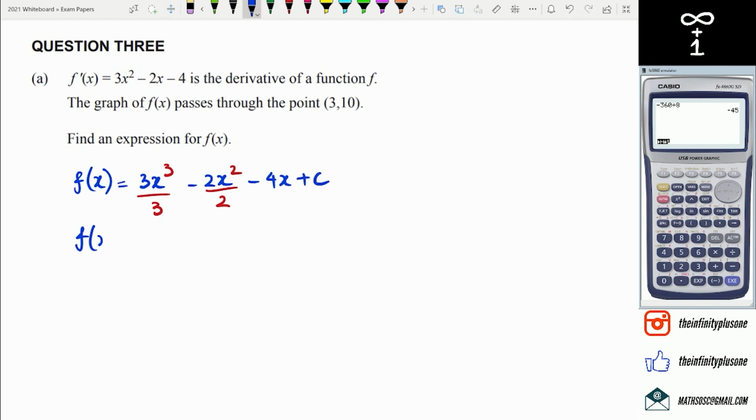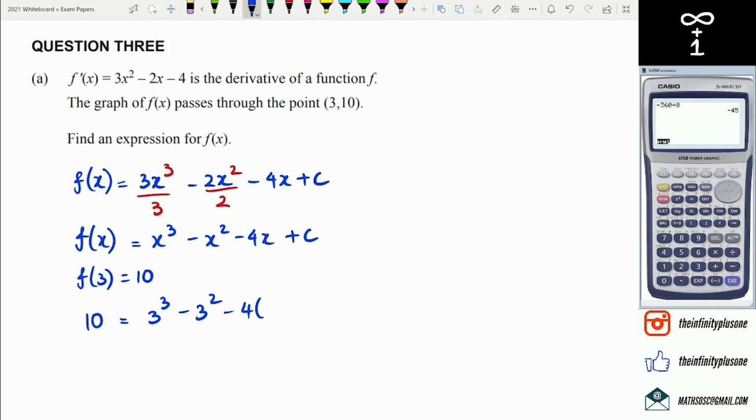So then we can say that f of x is equal to x cubed minus x squared minus 4x plus c. Now we've got to figure out what the expression is. So we know that f of 3 is equal to 10. So we're going to substitute 10 as f of x, and then we're going to get 3 cubed minus 3 squared minus 4 times 3 plus c. So we got 10 equals 27, take away 9, take away 12 plus c, whatever that ends up being.